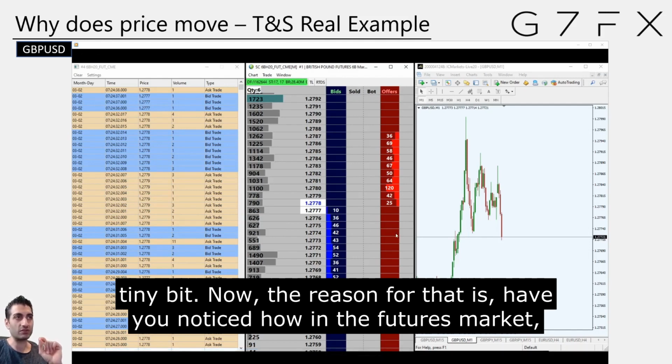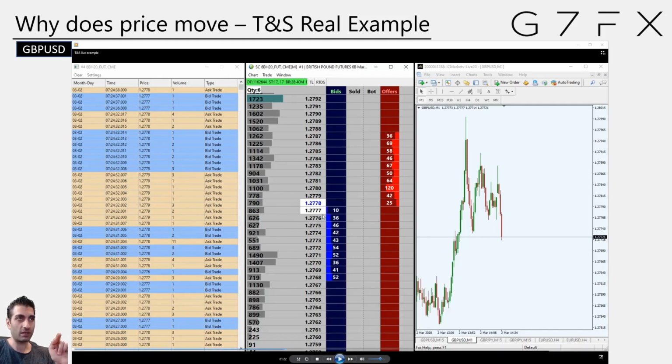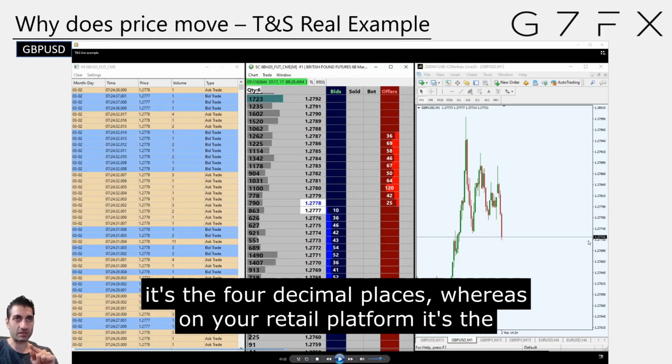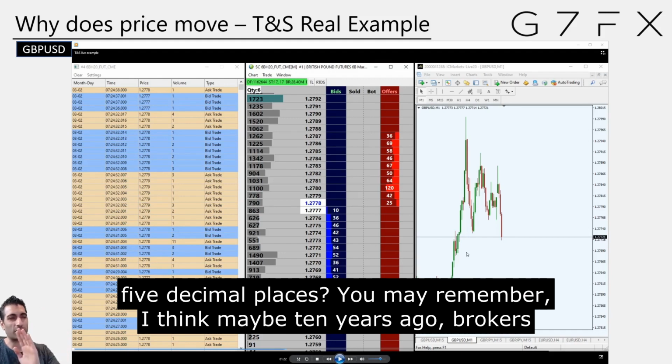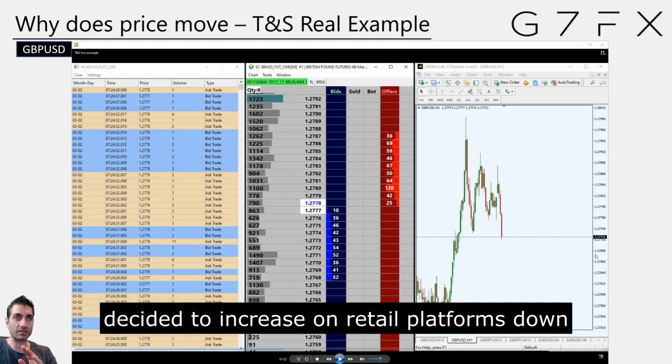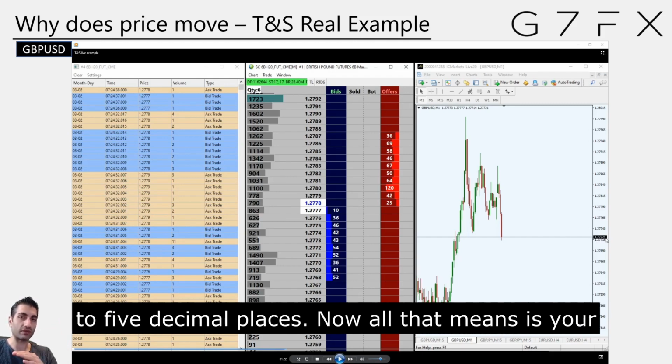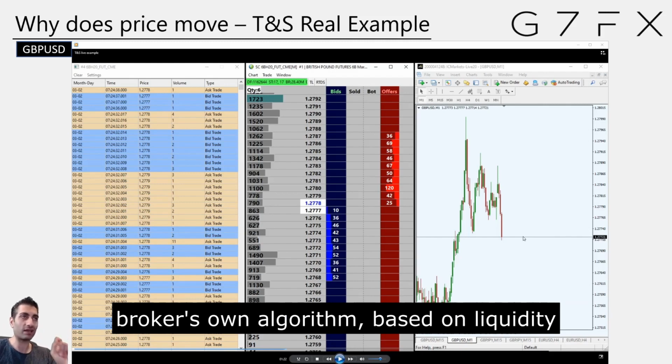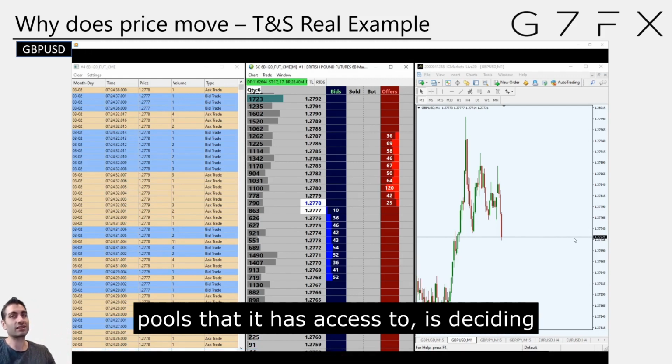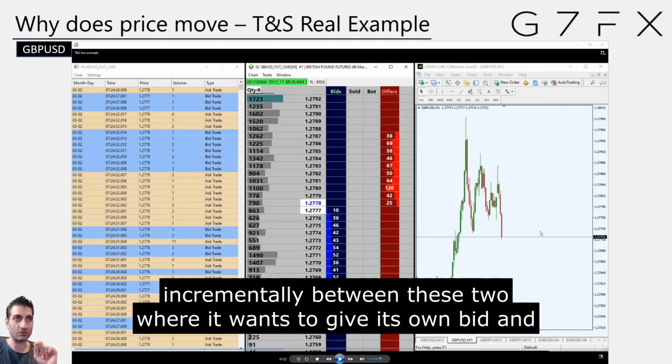Now the reason for that is, have you noticed how in the futures market it's 4 decimal places, whereas on your retail platform it's 5 decimal places? You may remember, maybe 10 years ago, brokers decided to increase on retail platforms to 5 decimal places. Now all that means is your broker's own algorithm, based on liquidity pools that it has access to, is deciding incrementally between these two where it wants to give its own bid and offer to you.